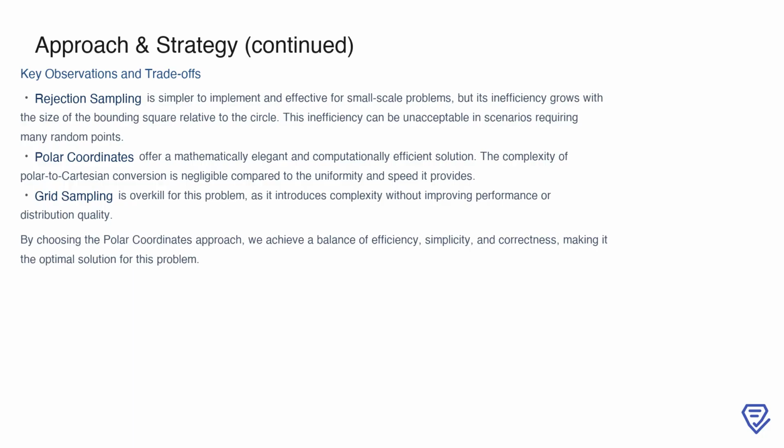Once the circle is defined, we establish a bounding square around it. The square's edges are determined by extending the radius outward from the center, resulting in x-coordinates ranging from center_x minus r to center_x plus r, and y-coordinates from center_y minus r to center_y plus r. This bounding square serves as the area from which we will generate candidate points for the circle.